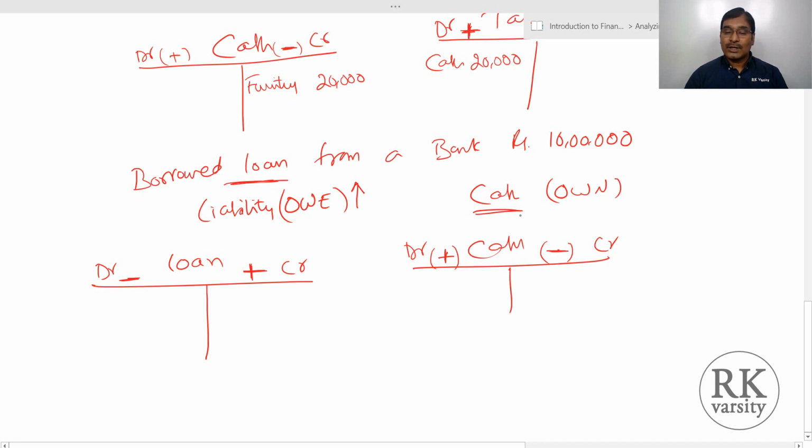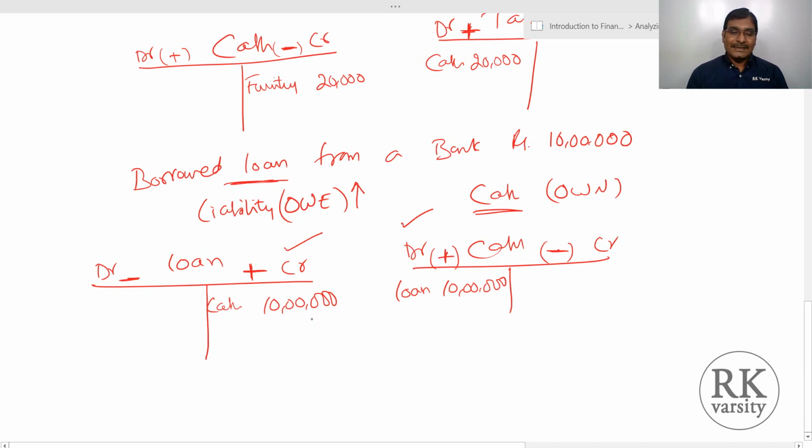So here what happened? Our asset, that is cash, increased by 10 lakhs. So what we do is mention the loan and the amount here. Now what happened to our liability? Liability is also increased, so we write it on the credit side. So 10 lakhs. Now you have one account debited and one account credited. Then you have a balance of these two.